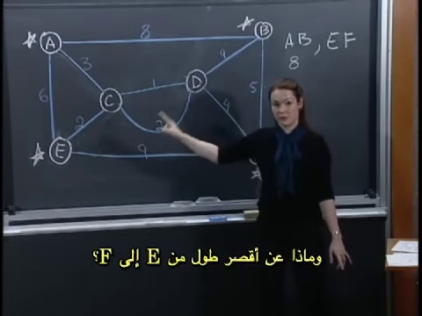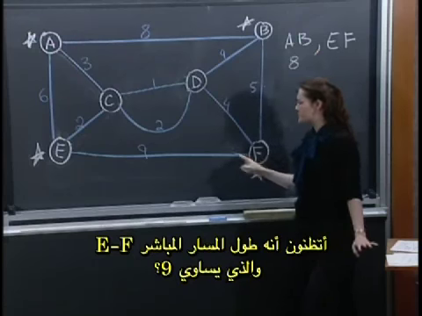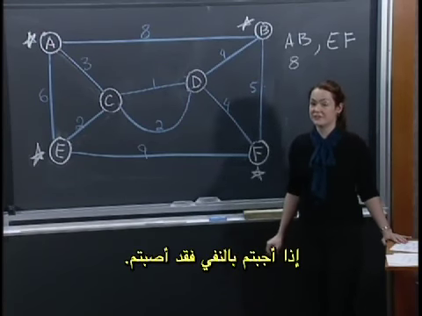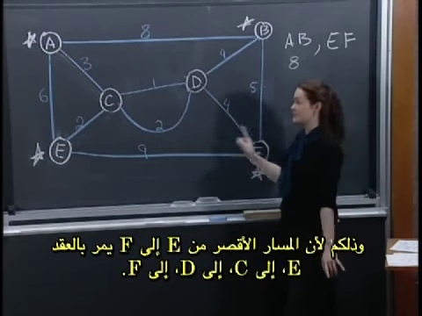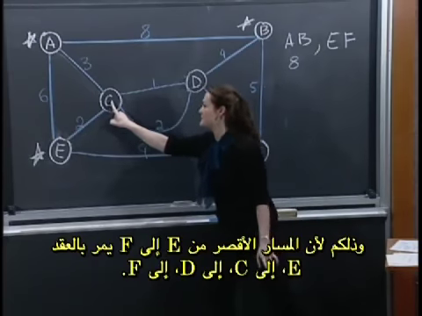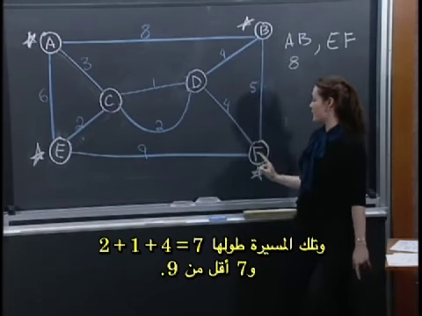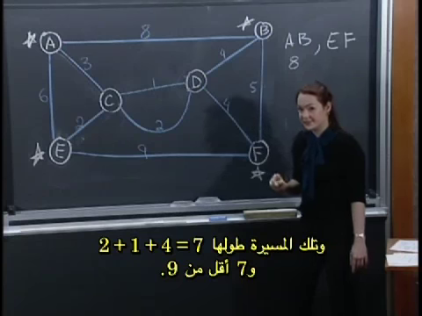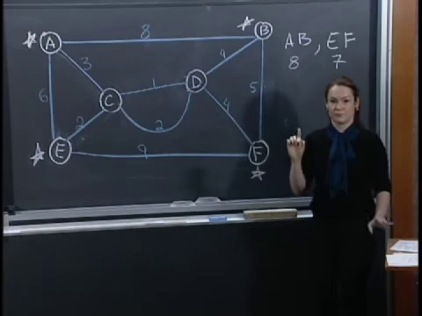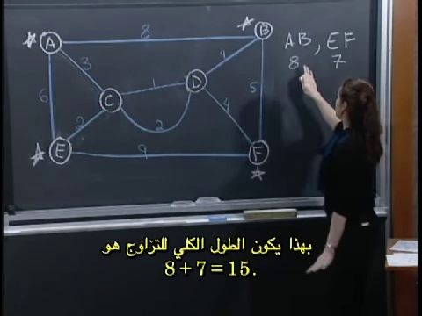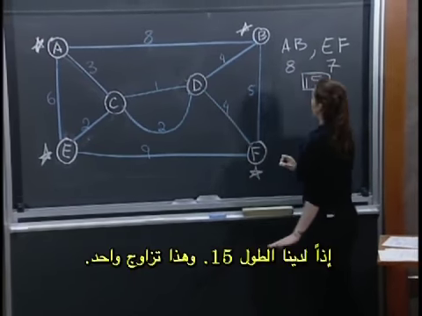What about the minimal length from E to F? Can you see it? Do you think it's E to F directly, a length of 9? Well, if you say that no, that's not the length, then you're right. Because actually the shortest path from E to F is going through E, C to D to F, going 2 plus 1 plus 4. And that gives you a length of 7. And 7 is shorter than 9. So the length for the EF path is actually 7. Now the length of the total matching is just going to be the sum of 8 plus 7, and that's 15. So we have one that's a length of 15.